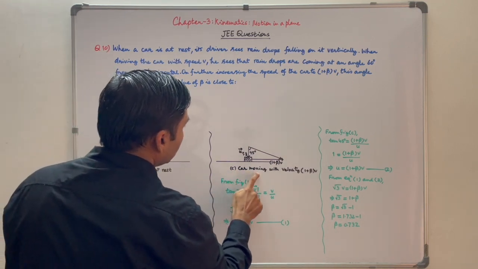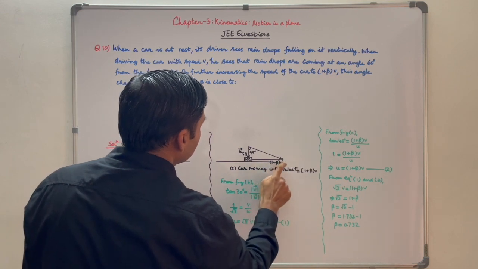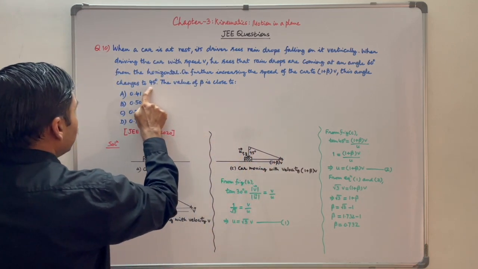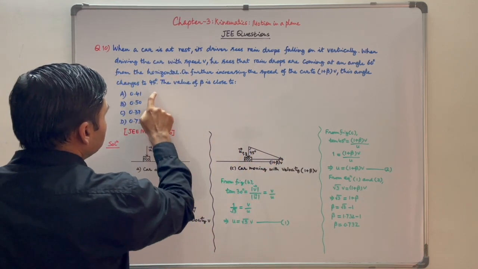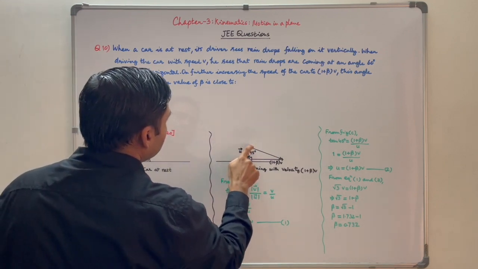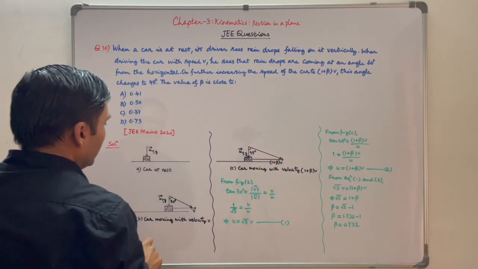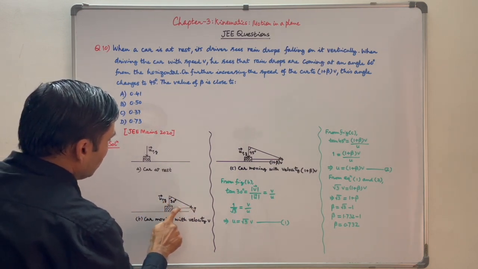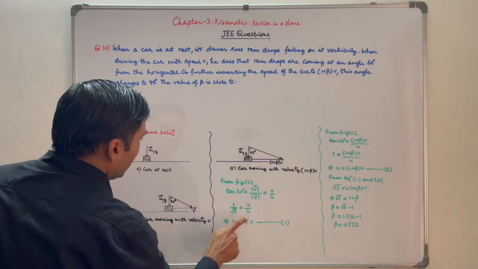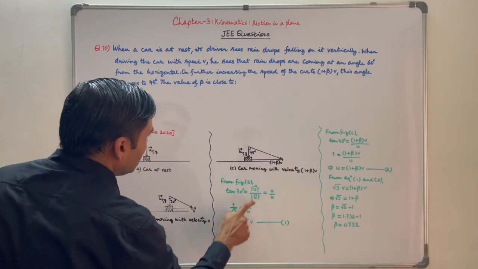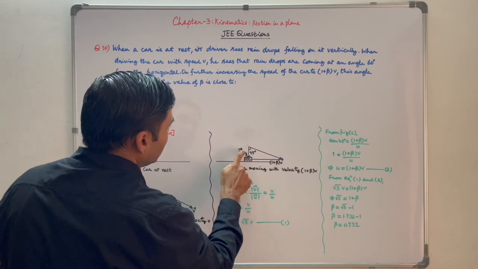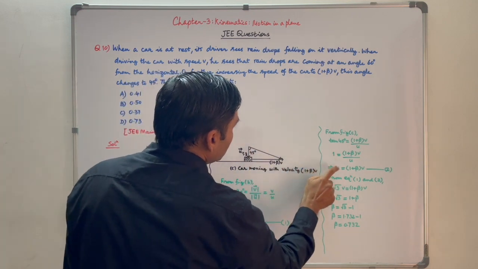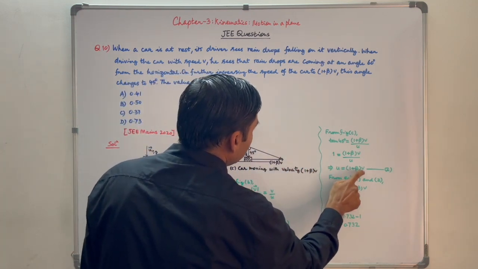In third figure, car is moving with velocity (1 plus beta) times v. Now raindrops appear to fall on it at an angle of 45 degrees from horizontal. That means 90 minus 45 degrees from the vertical. From this right angle triangle, tan 30 is equal to v upon u, or u is equal to root 3 v. From this right angle triangle, tan 45 is equal to (1 plus beta) times v upon u. So u is equal to (1 plus beta) times v.